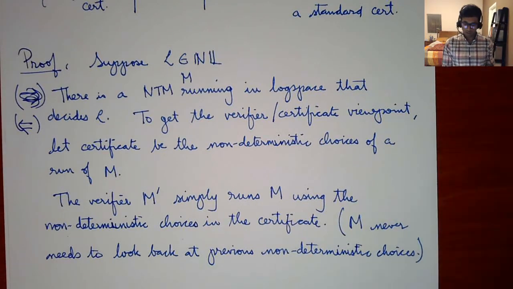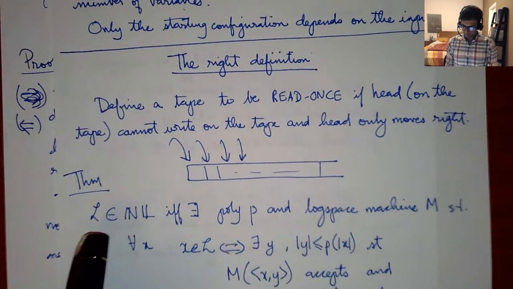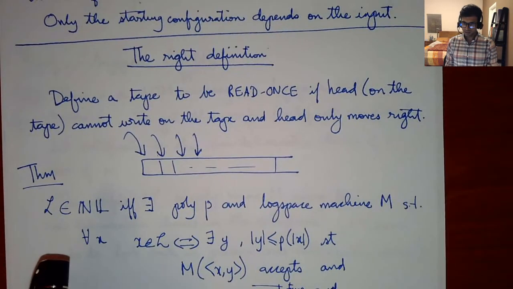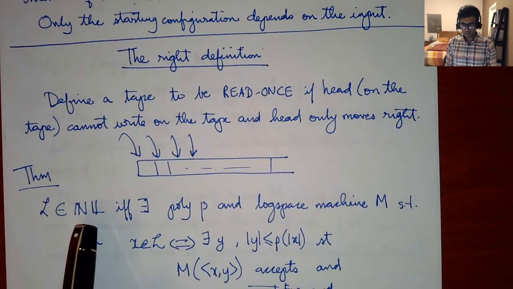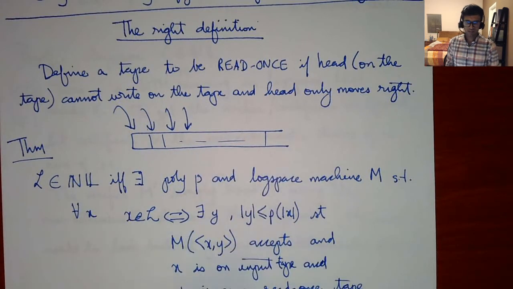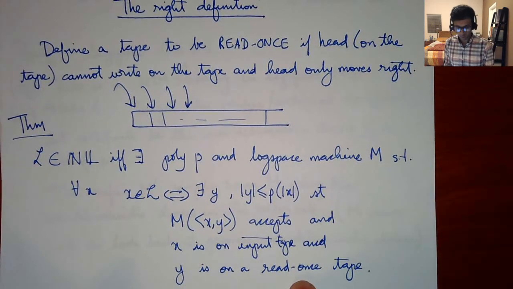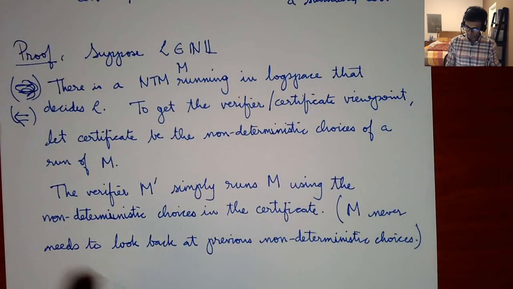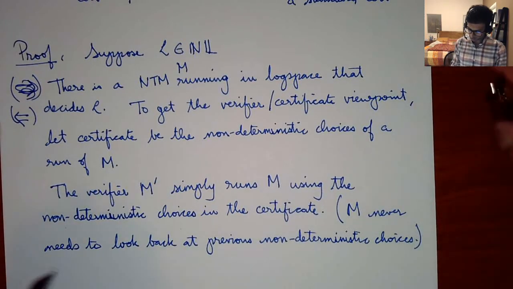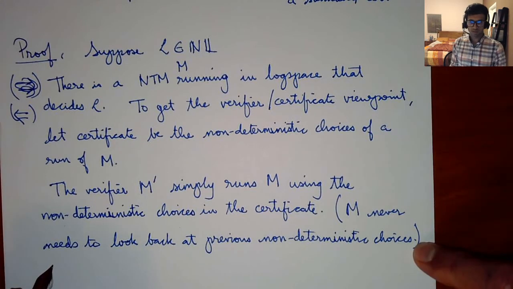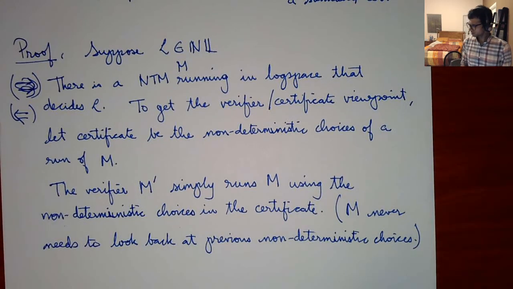Or whichever way you want to say it. I was just saying that this is saying that if L is in NL, then there exists this sort of log space machine with a read once certificate. Right? And the certificate is read once, so this is fine. Does this make sense?